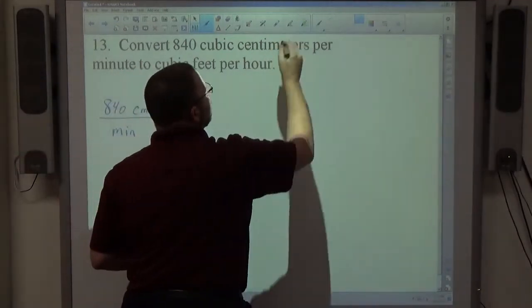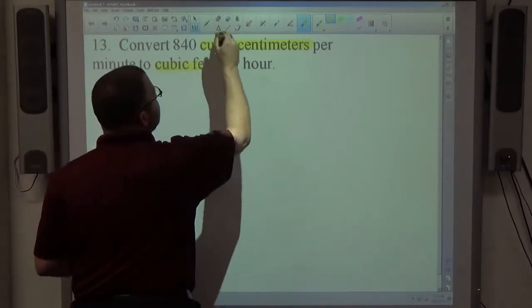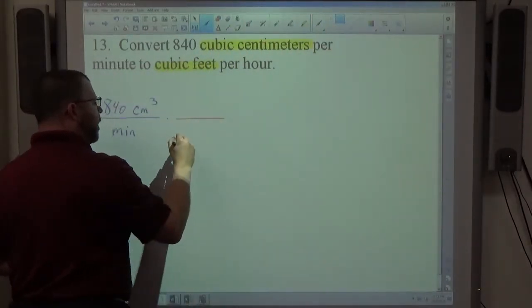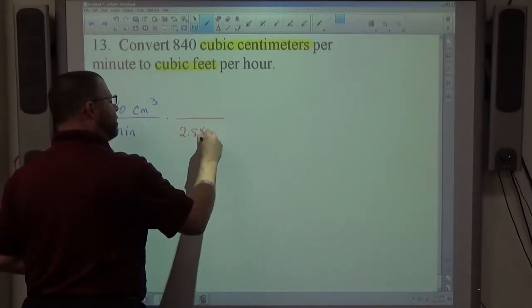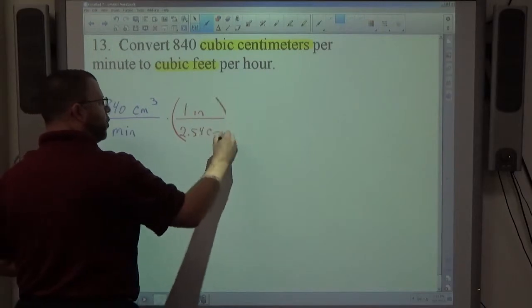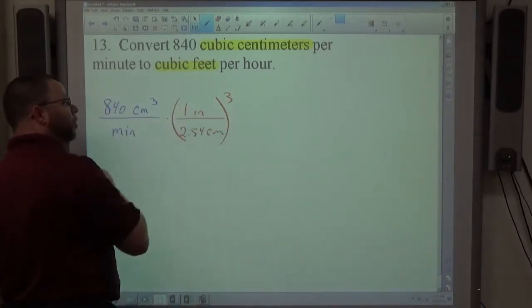Okay, so we have two conversions happening here. We want to change cubic centimeters to cubic feet. I'm going to do that first. I know that 2.54 centimeters is equal to 1 inch. This is cubic centimeters, so I have to cube this, which cubes centimeters, cubes 2.54, cubes inches, cubes 1.